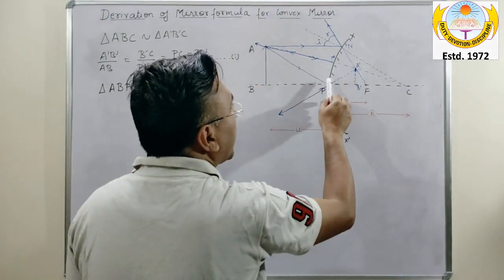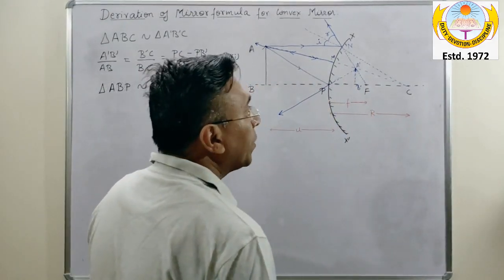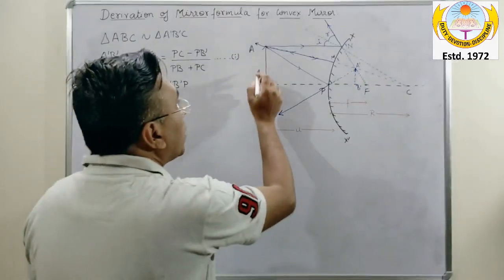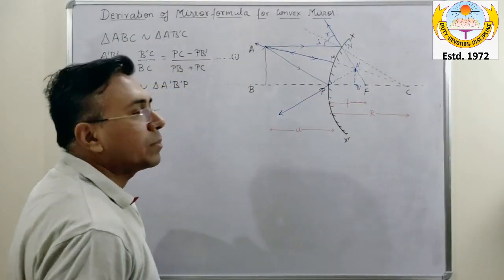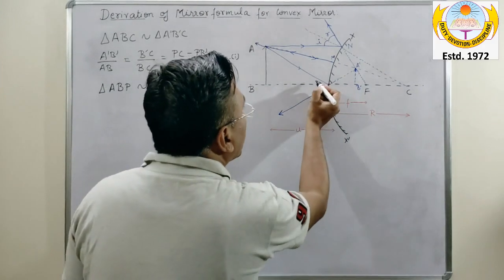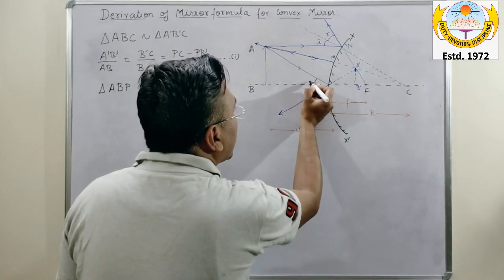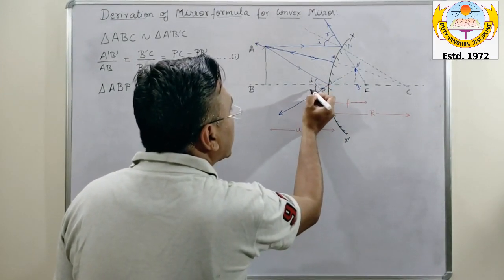ABP, A dash B dash P. Okay, now why is this similar? ABP, A dash B dash P, these are 90 degrees. Now this angle is I, this angle is R.